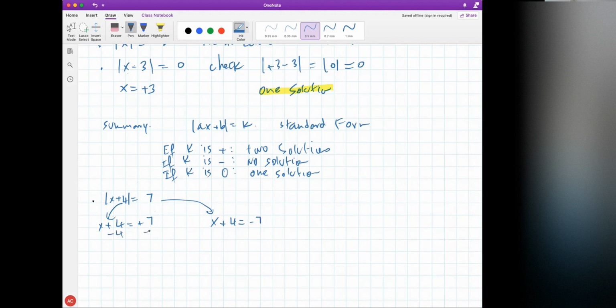So solve like we did last time with first degree equations, subtract 4 from both sides, x is 3. Then also here, subtract 4 from both sides, so x is negative 11. That's it, these are the solutions. And when you check them, they should work.